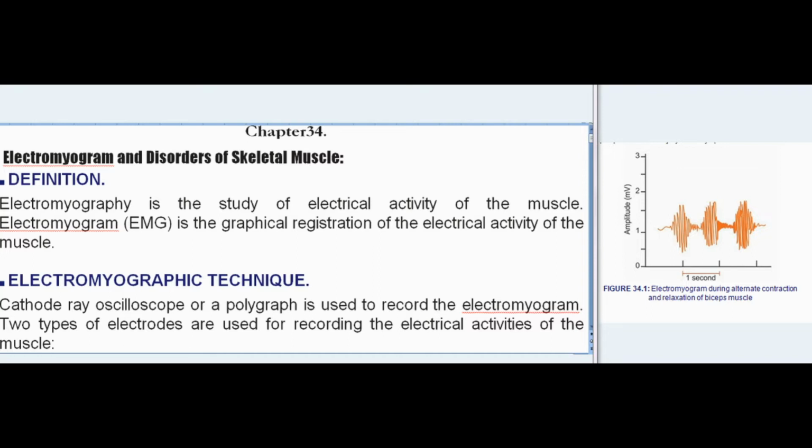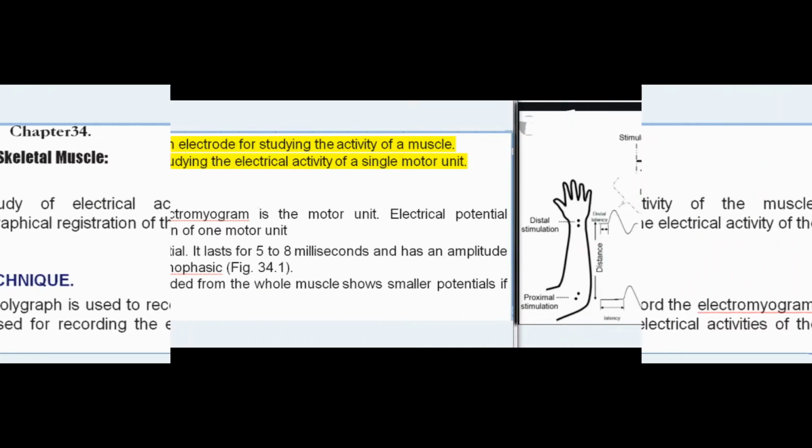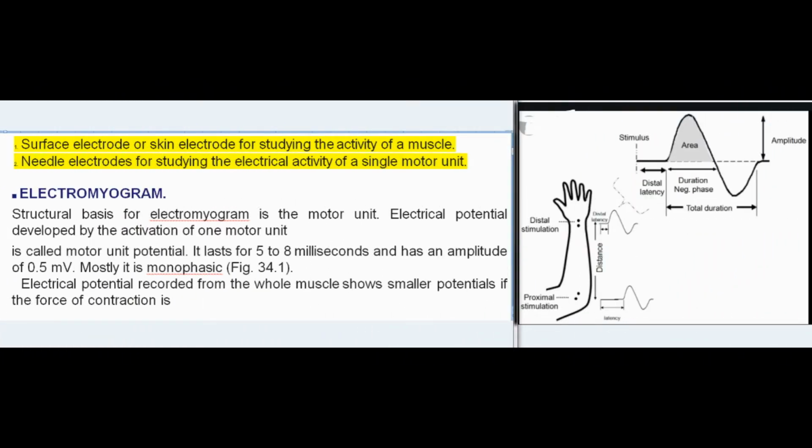Two types of electrodes are used for recording the electrical activities of the muscle: surface electrode or skin electrode for studying the activity of a muscle, and needle electrodes for studying the electrical activity of a single motor unit.